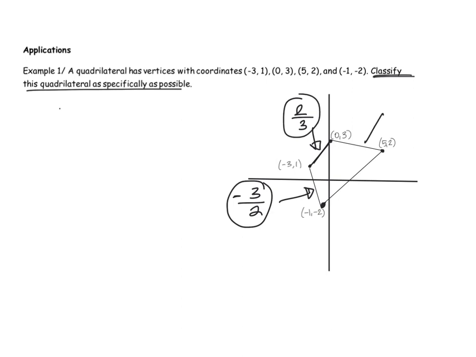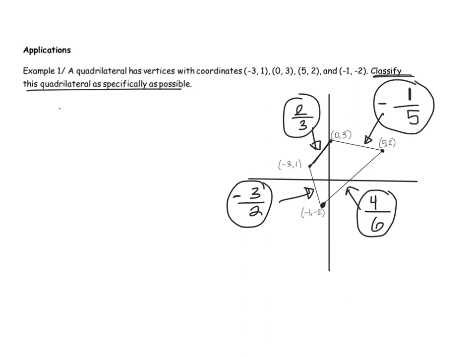Over on this side, I'm going to go down 1, and I have a negative slope, so I'll stick a negative out here. I'm going down 1, and I am going to the right 5, so -1/5. And then finally, at the bottom, I am going from -2 to 2, that's a rise of 4, and a run of -1 to 5, that's 6, so I have a slope of 4/6.